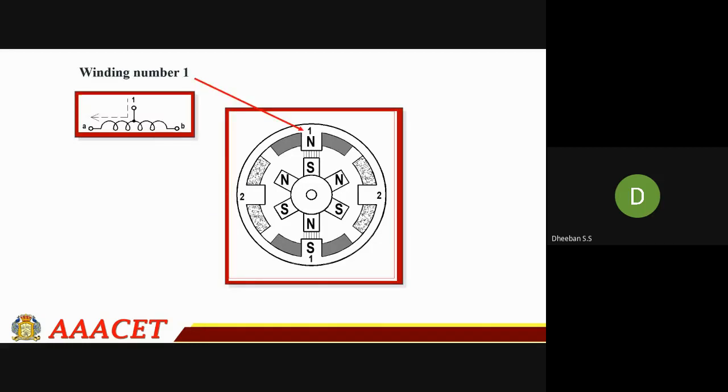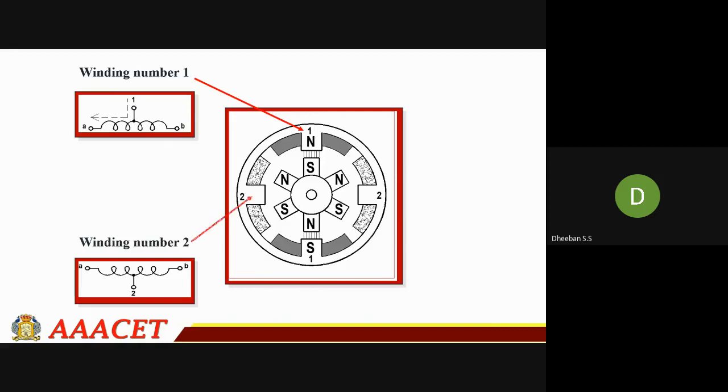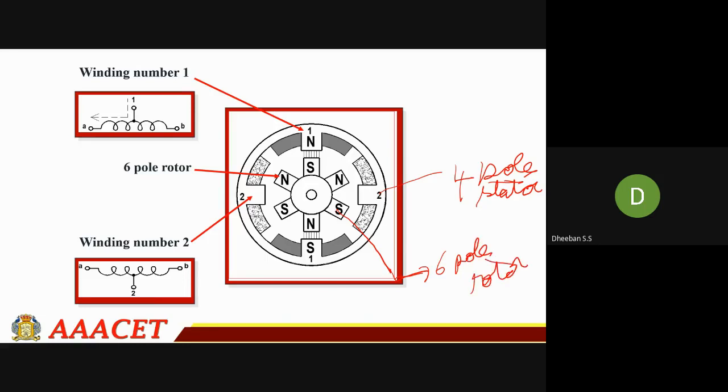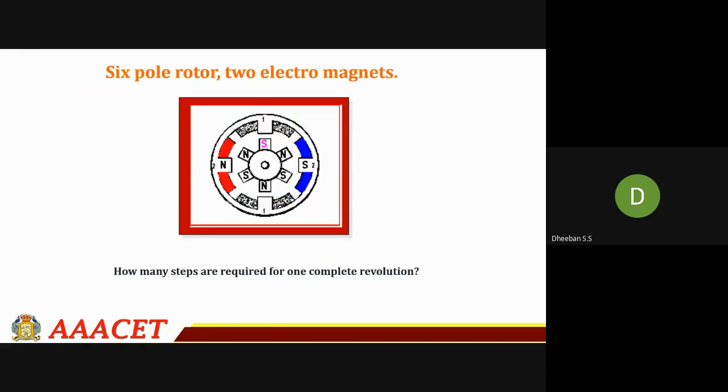Here this is winding number one, and this is how they have connected the winding. This is your winding number two. This is a 6-pole rotor, so it is a 4-pole stator with a 6-pole rotor. This is how the 6-pole rotor operation looks.